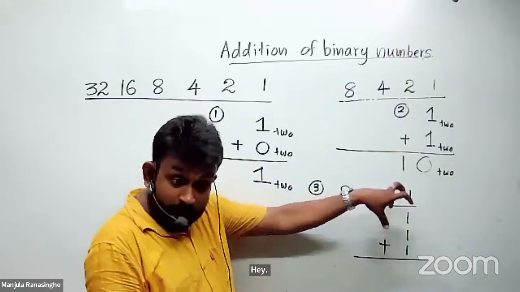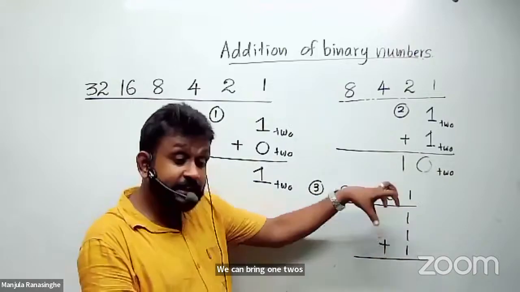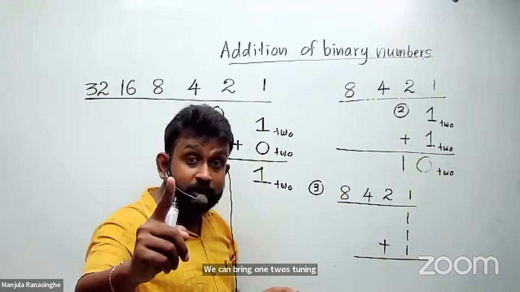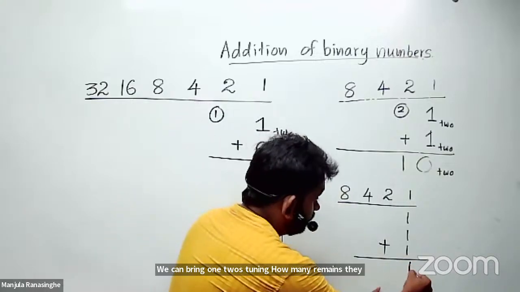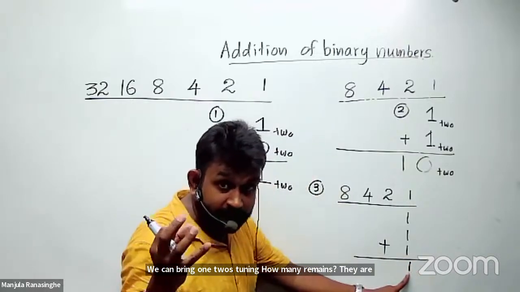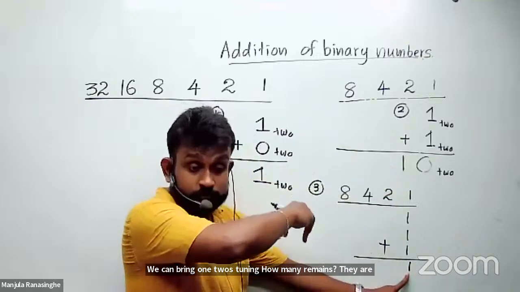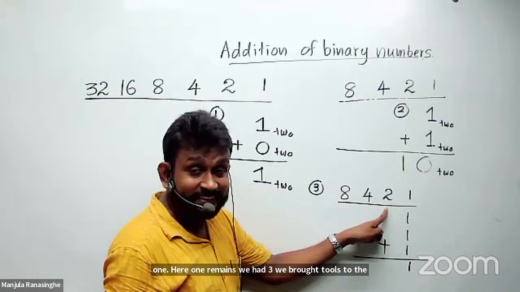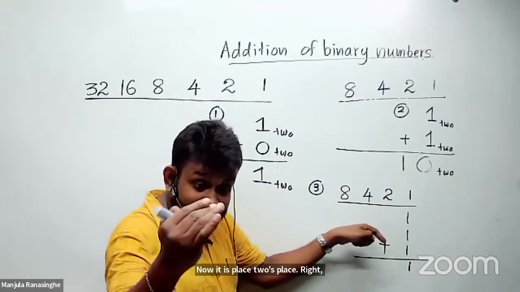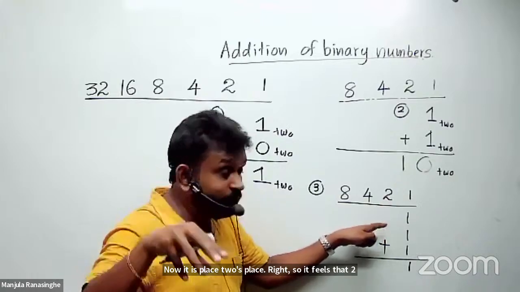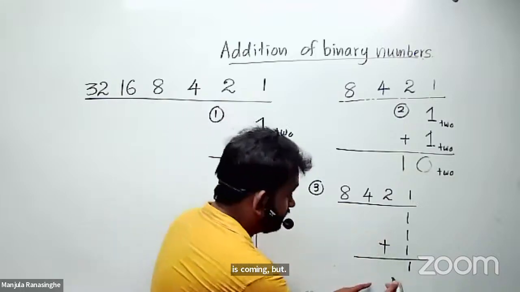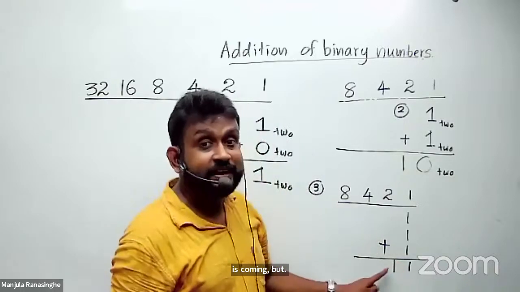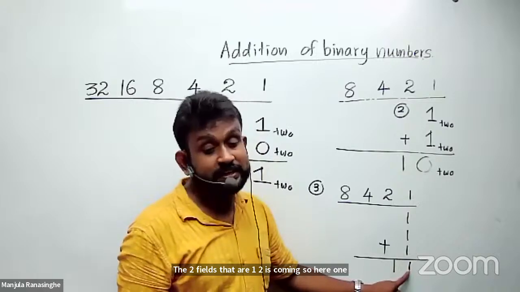We can bring 1 two, take two out of the three. How many remain there? 1. Here 1 remains. We had 3. We brought 2's to the left side. Now it is the 2's place. So it feels that 1 two is coming, and that remaining 1 is there.